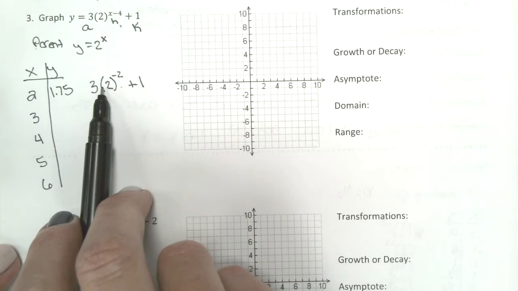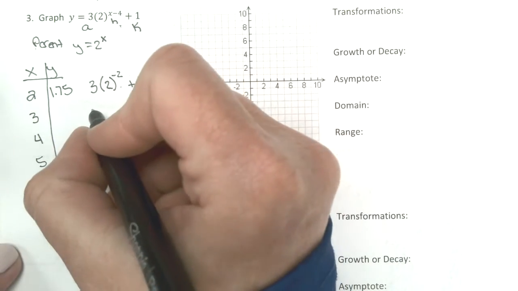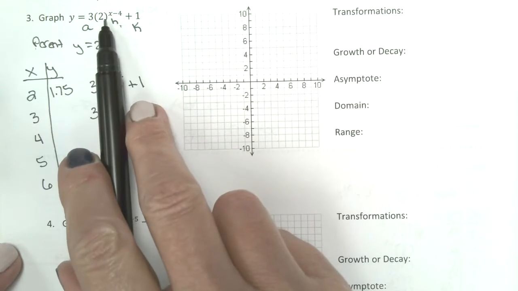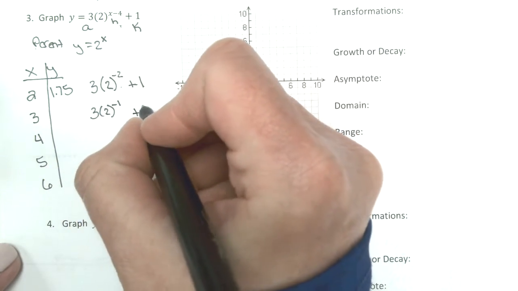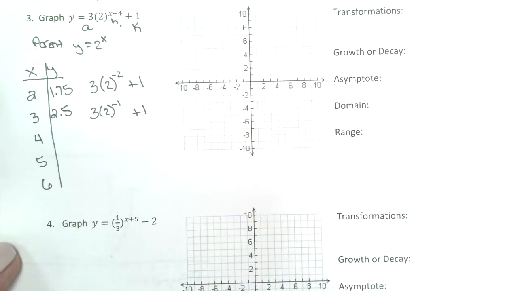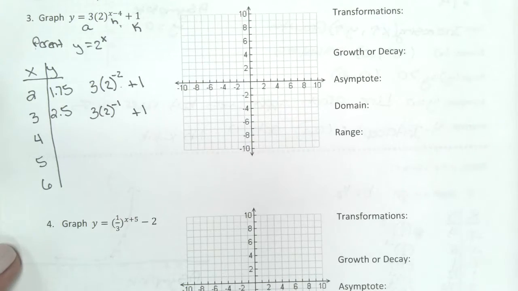Now we're just going to plug 3 in. So we're going to go 3 times 2. So x equals 3 now. 3 minus 4 is negative 1. Plug that in your calculator, and you should get 2.5. We'll have time to work on calculator skills in class.